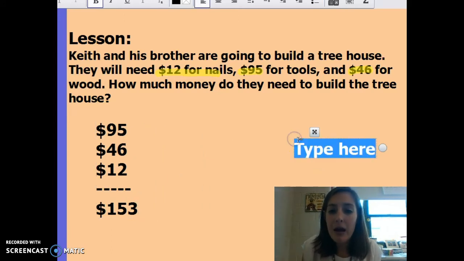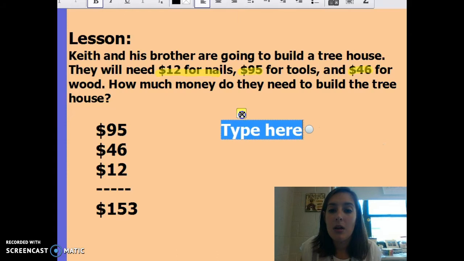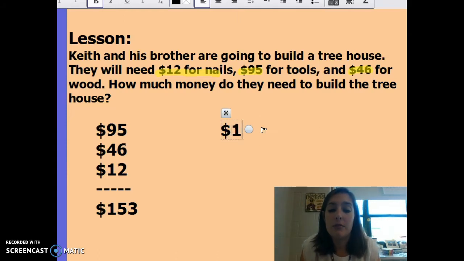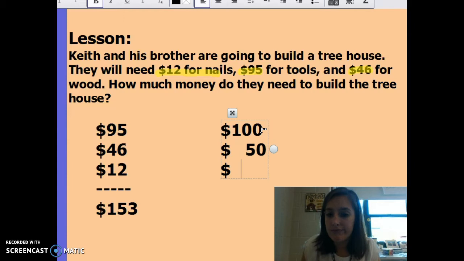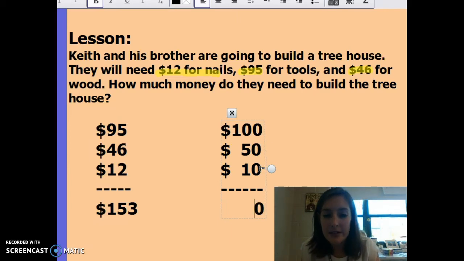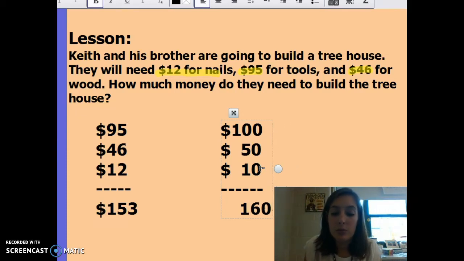Now, what if I were to say about? Then what would I do? About how much money do they need to build the tree house? I would round. So 95 rounds to 100. 46 rounds to what? 50. $12 rounds to 10. Okay. And then addition symbol over there. 0 plus 0 plus 0 is 0. 5 plus 1 is 6. 1 plus 0 plus 0 is 1. So they would need about $160.